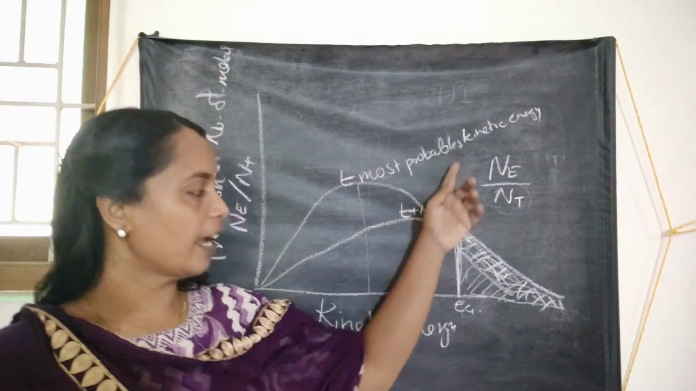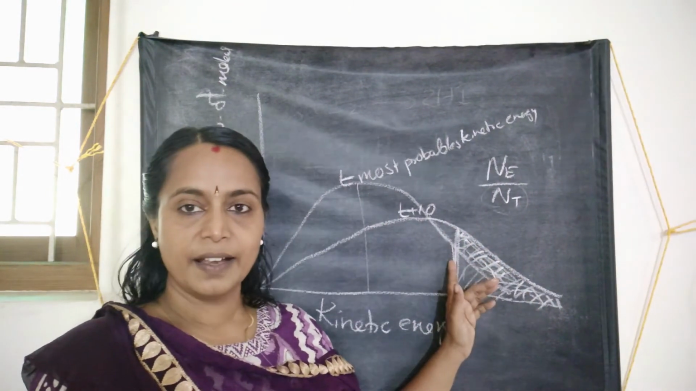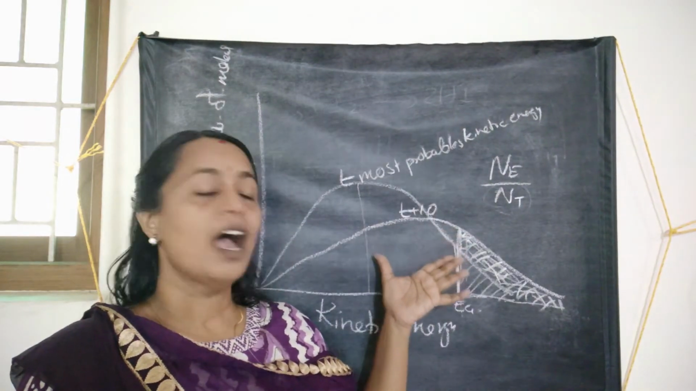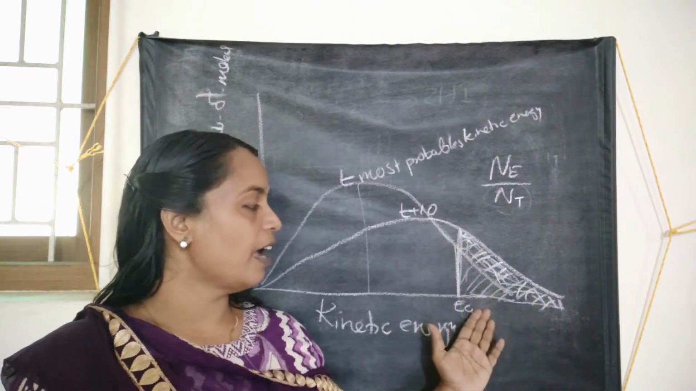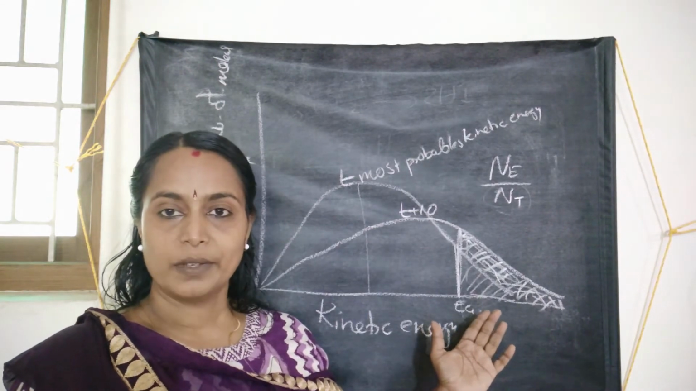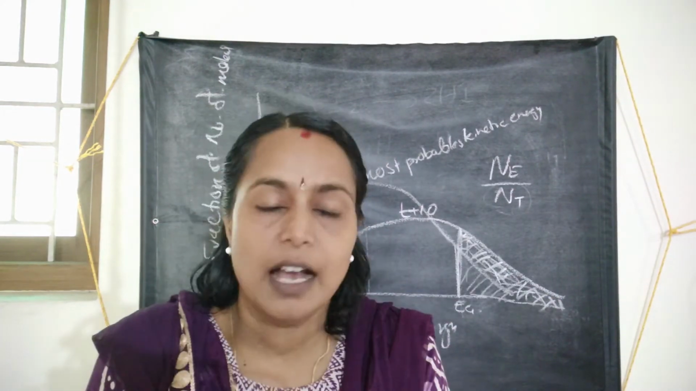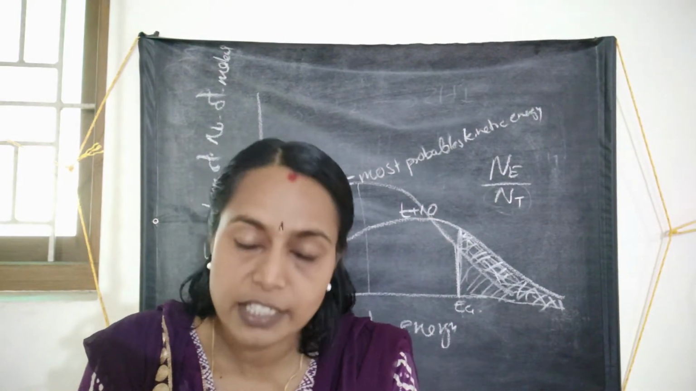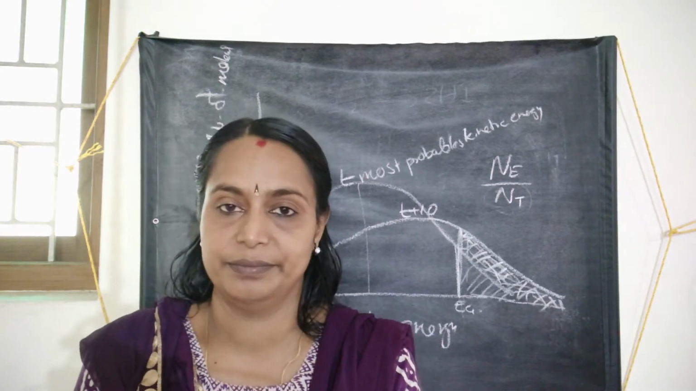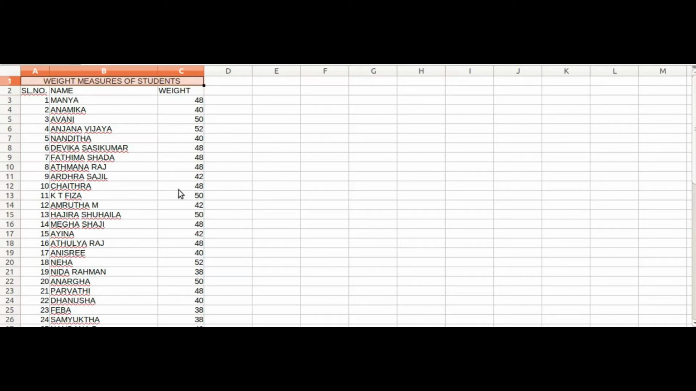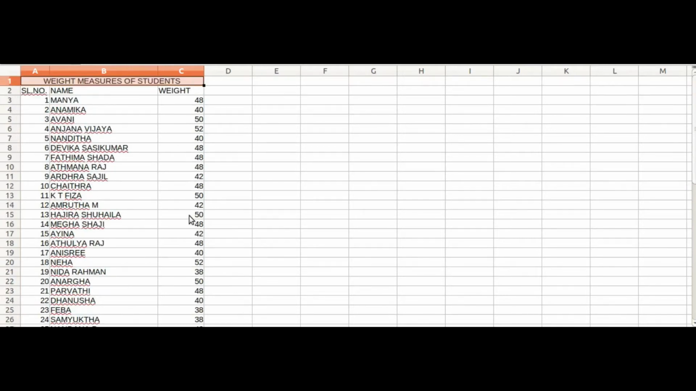Here, the most probable kinetic energy shifts to the right as the temperature increases, and the fraction of molecules with the activation energy increases. The number of particles with the activation energy increases. Okay, this is the Boltzmann-Maxwell distribution of kinetic energy. From this distribution curve, we can understand the effect of temperature on the reaction rate.